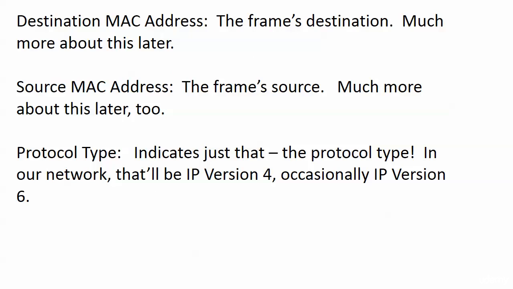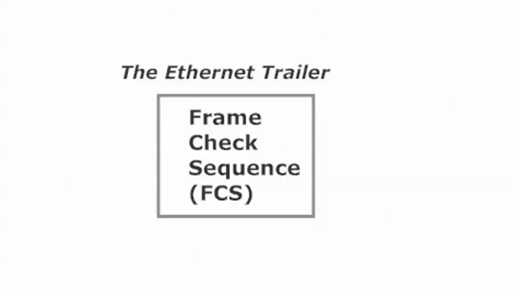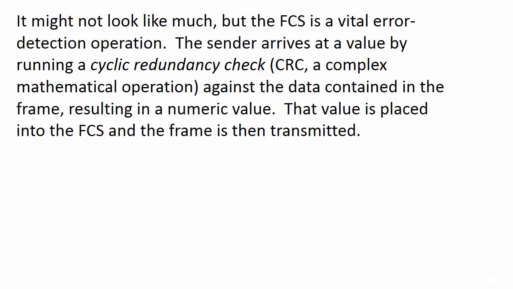And now for a detailed look at the Ethernet trailer. And there it is, the frame check sequence, FCS. That is it. But it's a very important it. And there's also some terminology here. I want to draw a clear line between a couple of terms here so we don't get them mixed up on exam day. Now the FCS might not look like a whole lot, it's just sitting there at the end of the Ethernet frame. But it is a very important error detection operation.